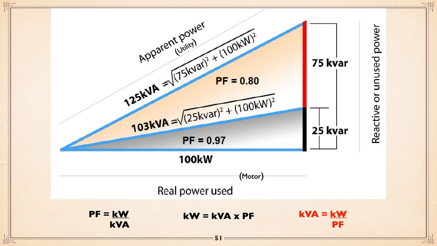And here's the equation. Power factor is kilowatt divided by kVA. Kilowatt is kVA times power factor. In the classic one, kVA is kilowatt divided by power factor.